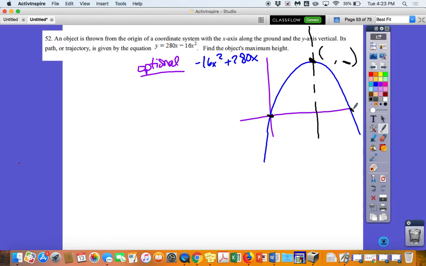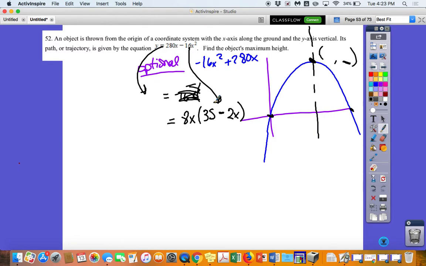Now, it's thrown here, so the vertex is going to be dead center. So, again as an optional way of doing it, you could factor this out. Negative 16x, take that out of 280. Let's see here, 280 divided by 16 is 17.5. So instead, let's just do 280 divided by 8. That's better. So 8x, that's going to be 35 minus 2x. All I did was take that and factor it.